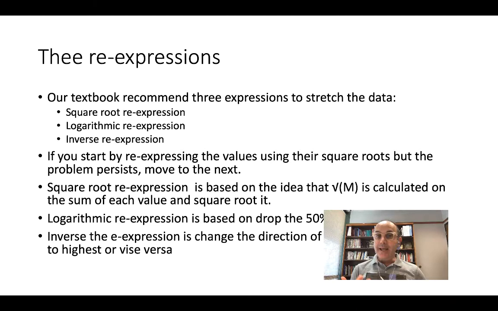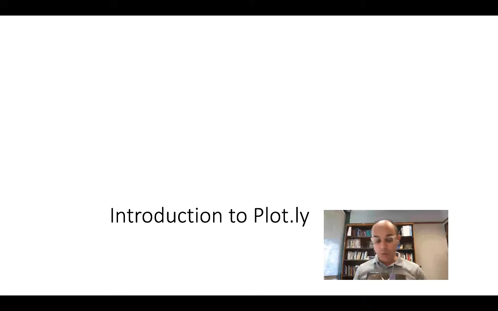One way is the square root: taking the entire set and taking its square root, which will give us a smaller proportion of the data. Another way is to take 50% of it, or inverse the expression, changing the direction from the lowest to the highest. This is his recommendation on what to do when you have a large data set. This is an interesting concept.